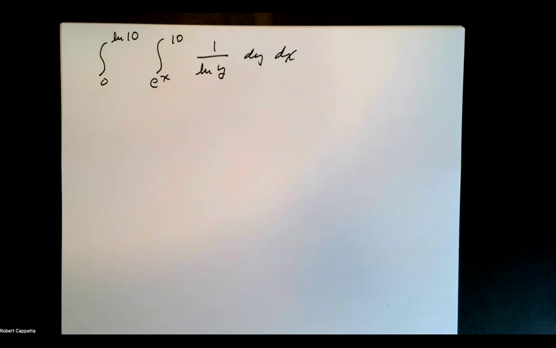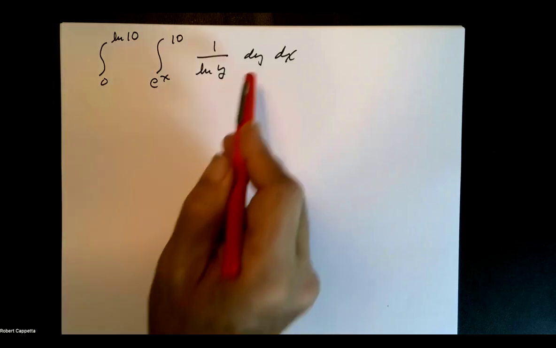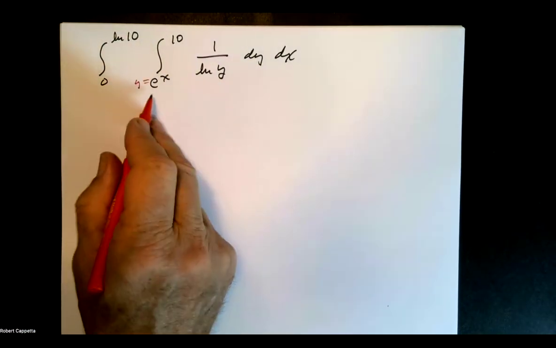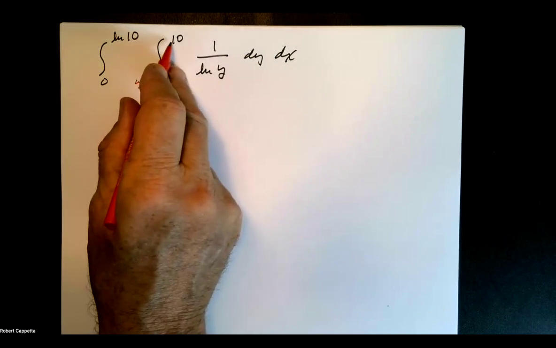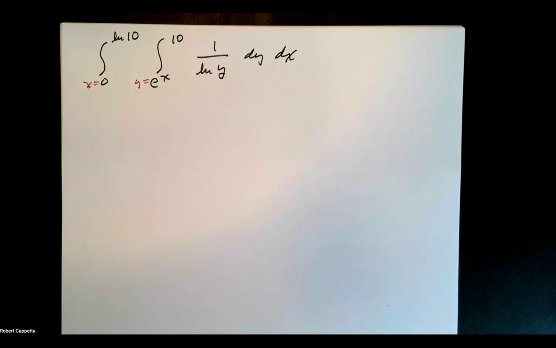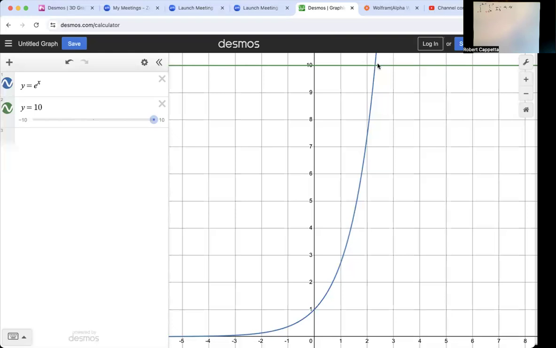So let's try that. So y is on the inside. So this means y ranges from e to the x. That's the southern border. Y equals 10 is the northern border. And x ranges from 0 to log 10. So let's look at that graphically. So our southern border is y equals e to the x. Our northern border is 10. X ranged from 0 to log 10. So where will that be?